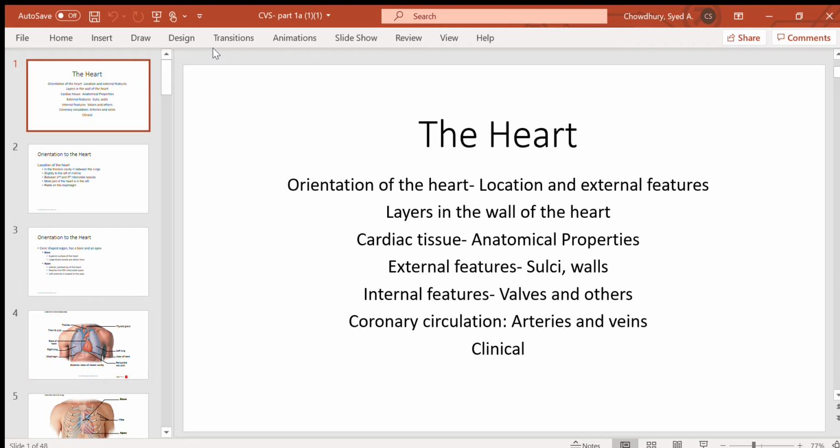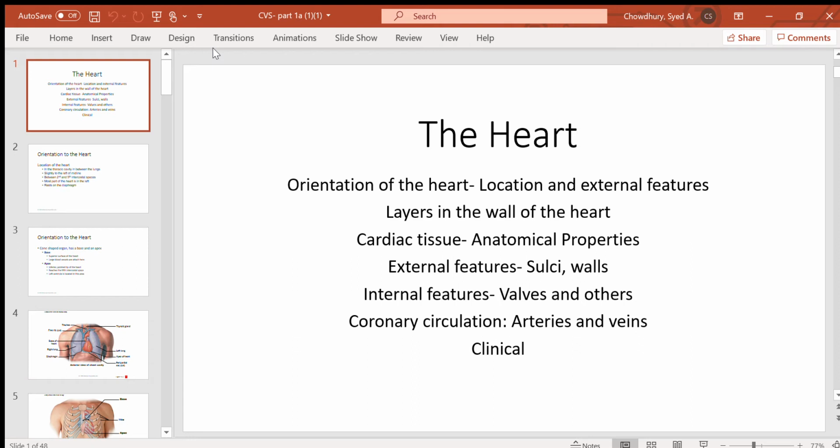Then we will talk about the sulci and the thickness of the wall in different chambers of the heart. We'll talk about the structures inside the heart, for example the valves and other structures. We'll talk about the coronary circulation.